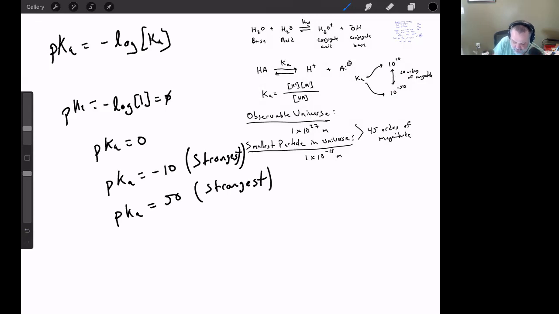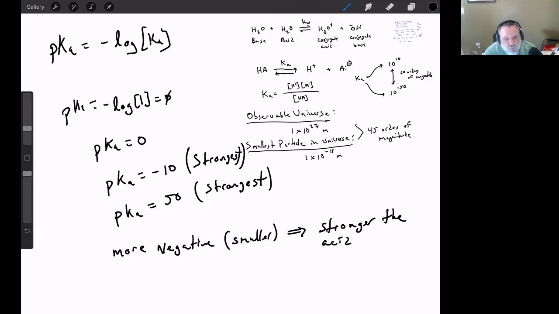And so what does this mean? This means the more negative the pKa, the smaller the pKa, the stronger the acid. And this is important when we're remembering to think about basicity, because basicity is exactly the opposite. A strong base is the conjugate of a very weak acid.